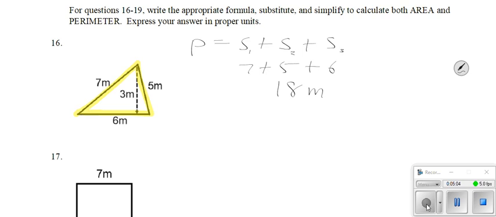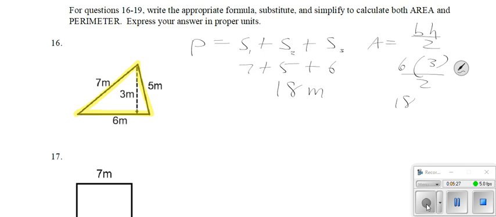For the area, our formula for area is base times height divided by 2. Since the base is 6, the height is 3. We're going to substitute it just like that. Notice how I'm not using multiplication symbols and I'm just substituting it right underneath it. If you want to do the triangle from side to side, it's fine. You don't have to do it up and down. I like doing it this way.